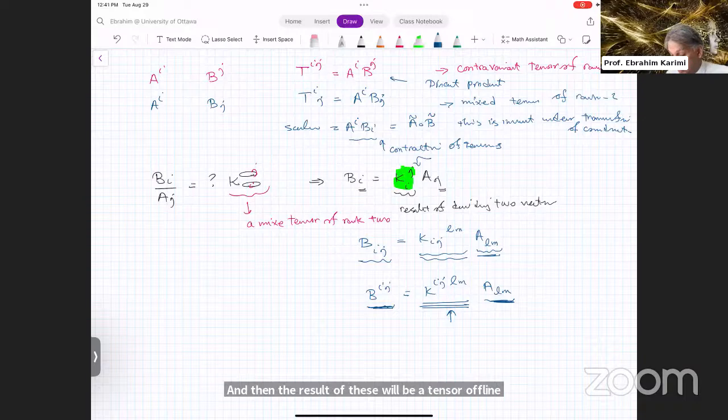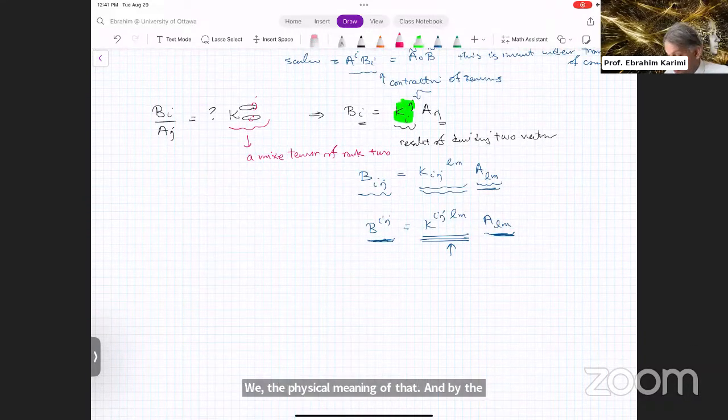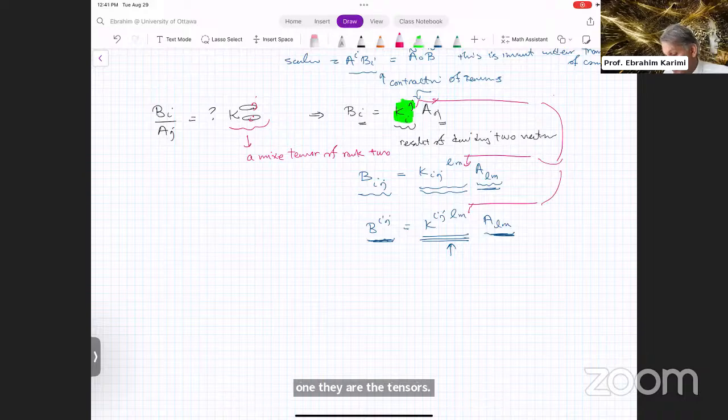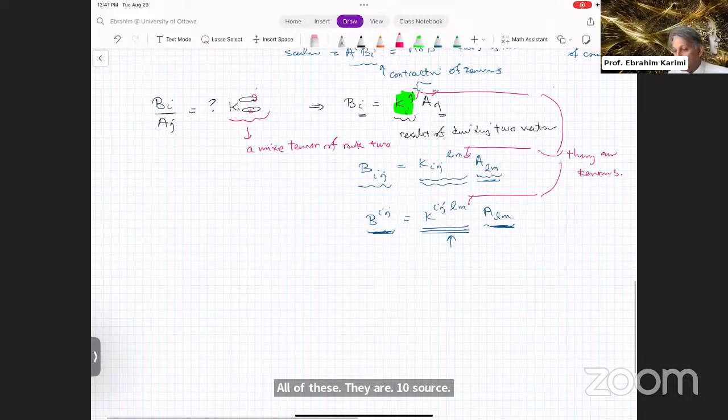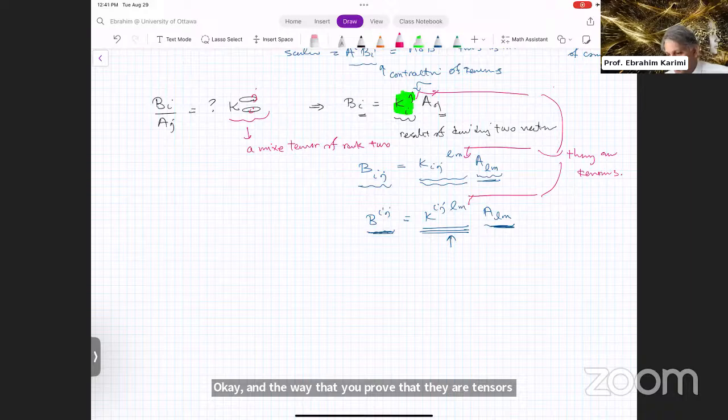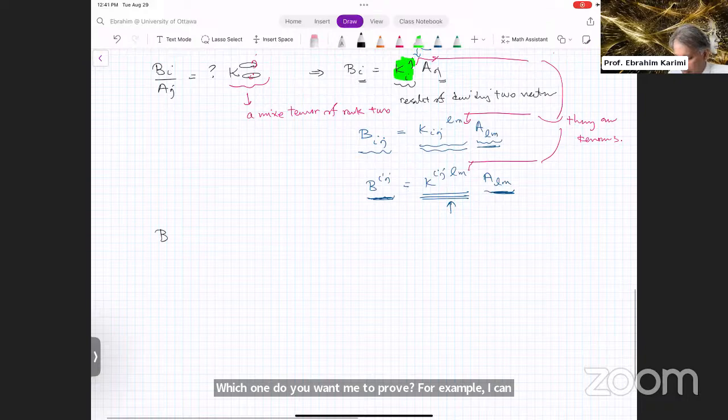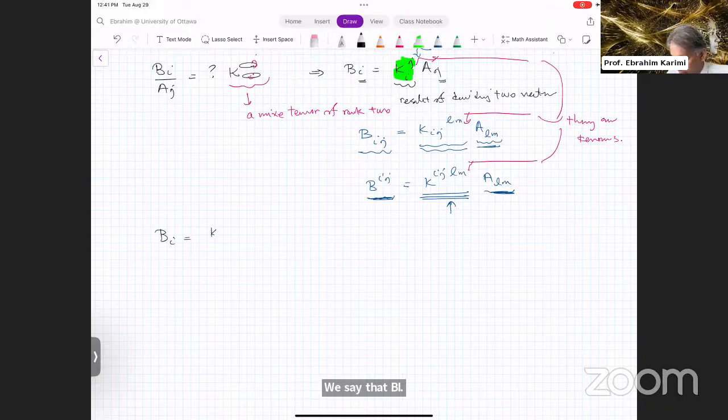So let's go with the physical meaning of that. And by the way, I can prove that these K's are tensors, all of them. The way that you prove that they are tensors is by looking at the coordinate transformation. Which one do you want me to prove? For example, I can prove the first one, and just for simplicity, we say that B_i is equal to K_ij A_j.